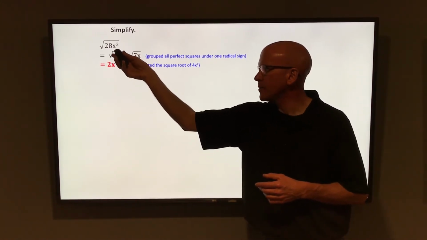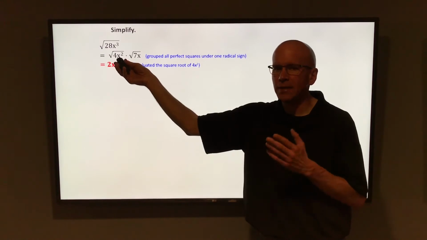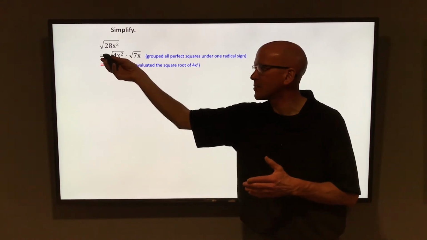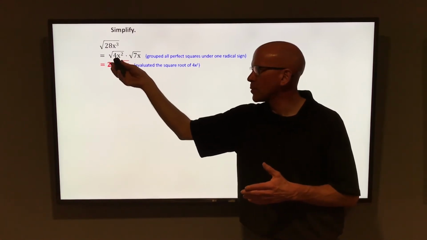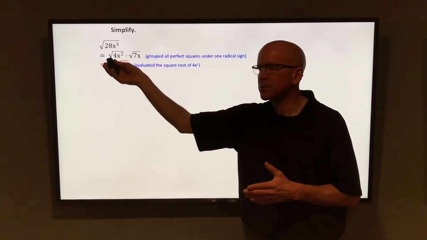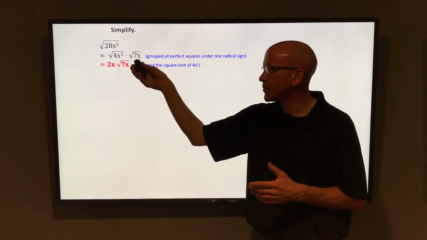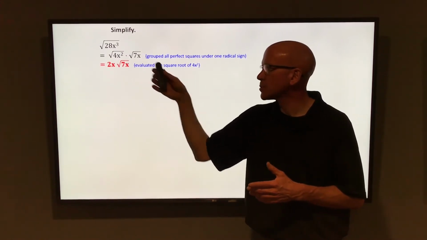It's going to break that square root of x to the third into the square root of x squared. That's a perfect square because the 2 is divisible by the root of 2. And then you have an x left over. So all the perfect squares under one square root sign, that'd be the square root of 4x squared. And what's left over under the other square root sign, that's the square root of 7x.